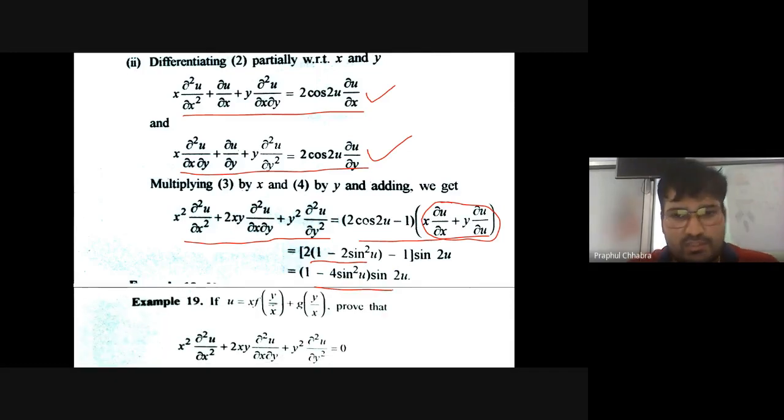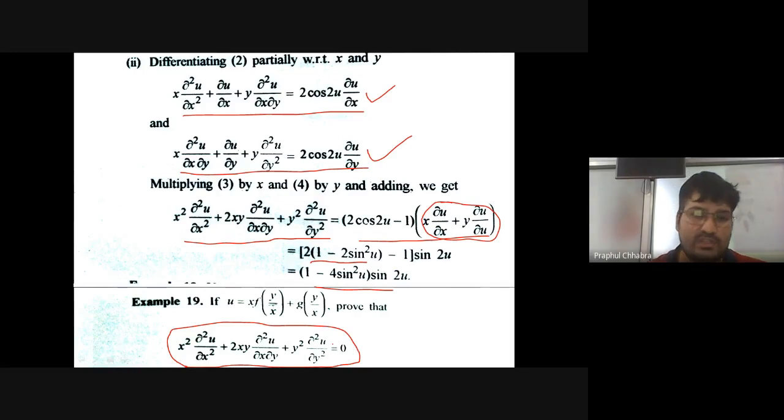Now next question. If u is equal to x function of y upon x plus g function of y upon x, then prove that x square del 2u upon del x square plus 2xy del 2u upon del x del y plus y square del 2u upon del y square is equal to 0. Now you can see by this expression that it's nothing but the second statement of Euler's theorem.